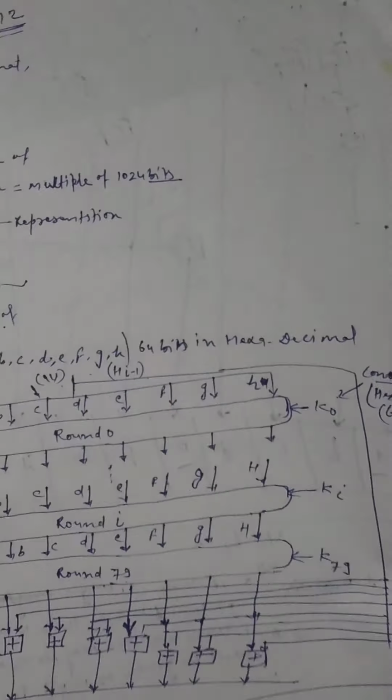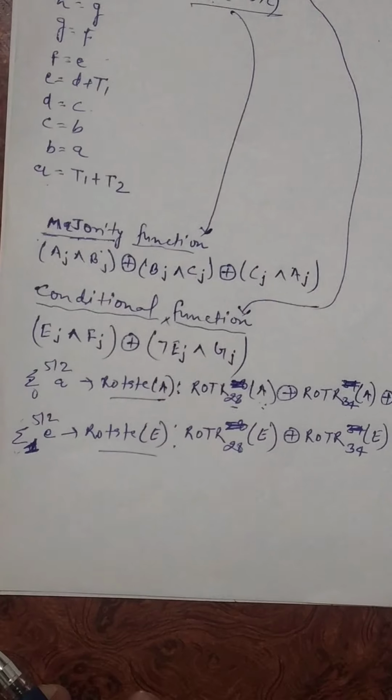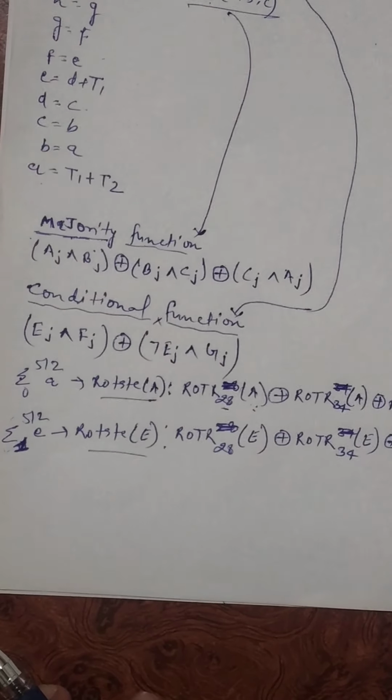Another two terminologies are the summation 0 of 512 of A and the summation 1 of 512 of E. Two more things are here. So how to calculate these values? Once we calculate these values, I will show you the diagram of how to calculate the next part.